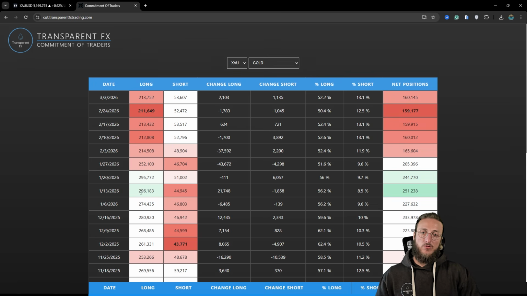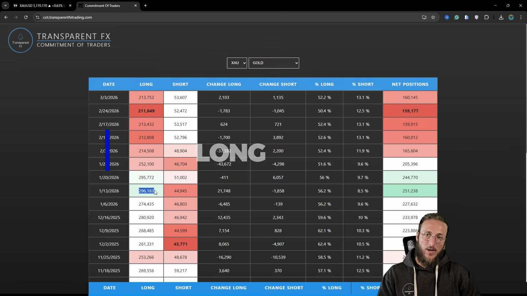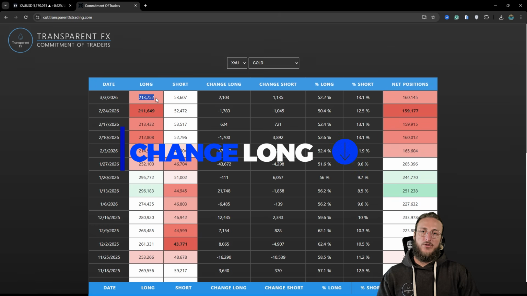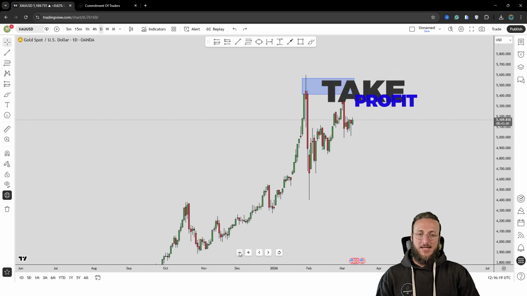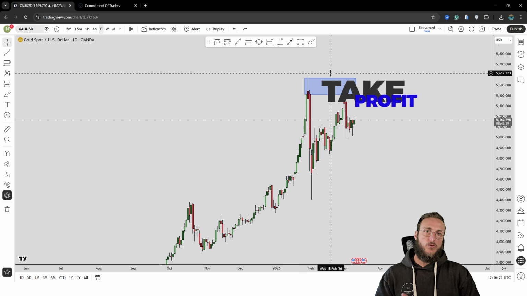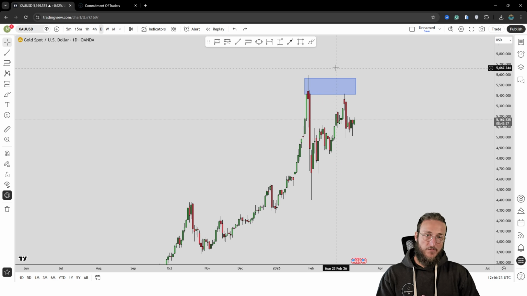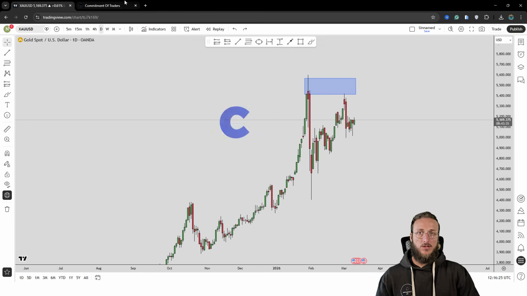We went, in fact, from 296.1k longs all the way down to 213.7k longs. So most of the decrease is actually coming from institutional profit taking, because of course we have seen a massive run up. So of course, all the institutions that were in profit are now starting to take their profits.